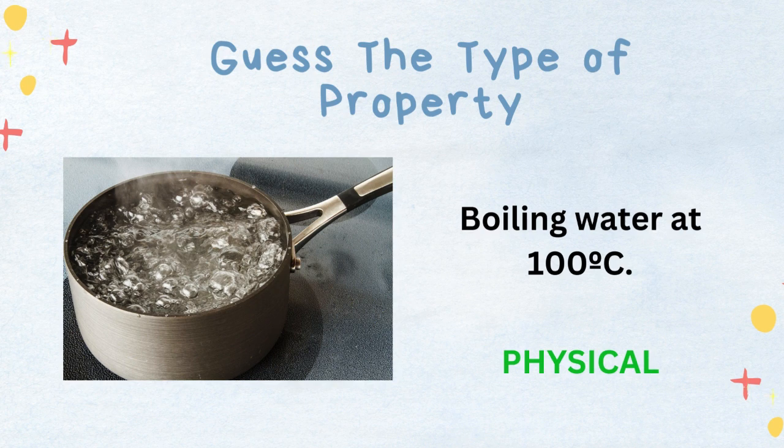Physical property. When water is boiled at 100 degrees Celsius, a physical property called boiling is present. Boiling is a physical change, not a chemical reaction. No new substances are formed during boiling. Instead, the existing water molecules simply change from a liquid phase to a gas phase.